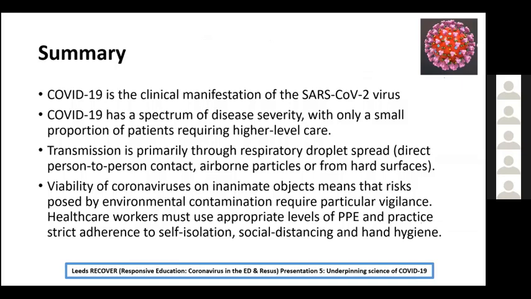So, summary: COVID is a clinical manifestation of the SARS-CoV virus. It's a real spectrum of disease, and I've mentioned a lot of cases that are quite extreme. I've talked about the people who are requiring intensive care, but it's really important to remember that only a small proportion of patients require higher level care. Transmission is primarily through respiratory droplets, and that virus can last for a long period.